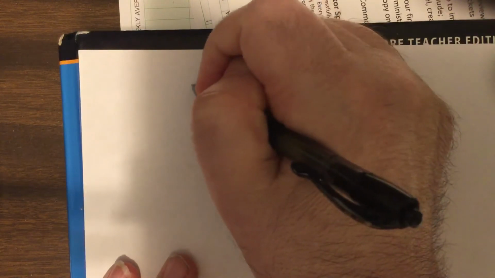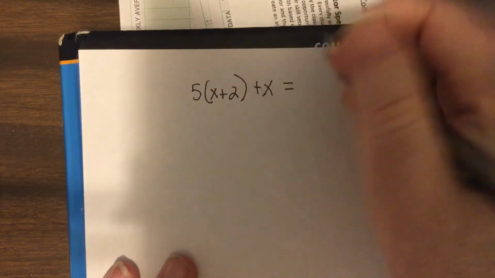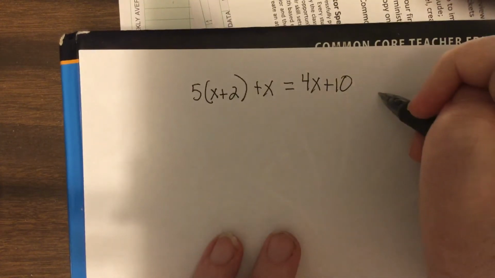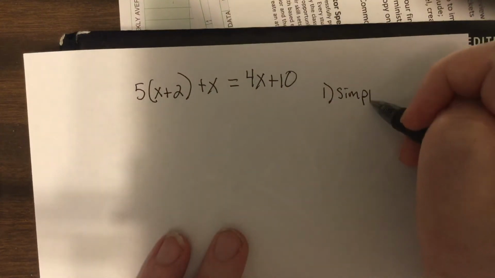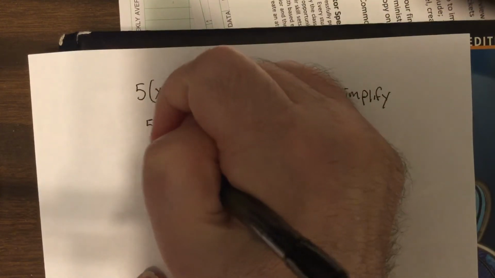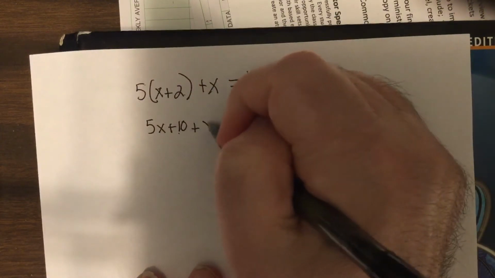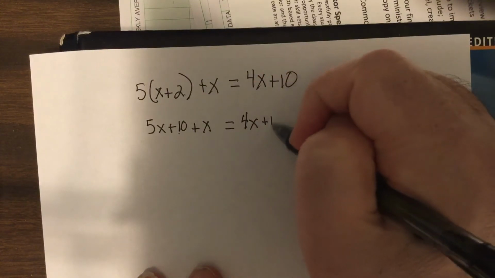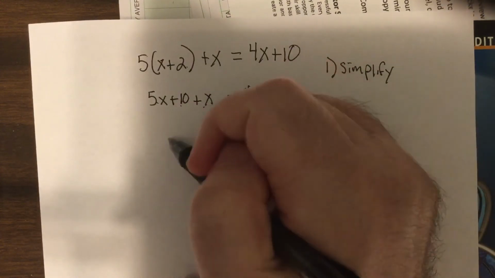So let's say I have 5x plus 2 plus x equals 4x plus 10. The first thing you want to do is simplify both sides. Oops, sorry about that. Gotta get used to the camera. So to simplify this, I distribute the 5. 5 times x, 5 times 2. Now, if you line up the equals, you tend not to make stupid mistakes. I don't know why. That is true, but 5x plus x is 6x.